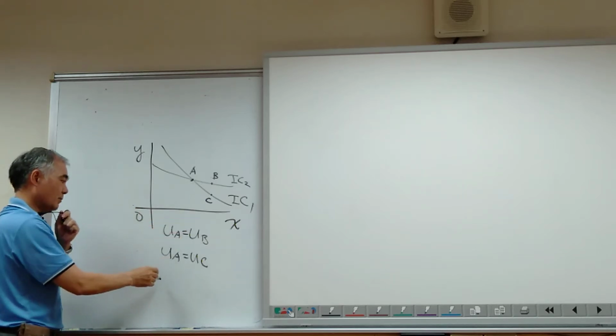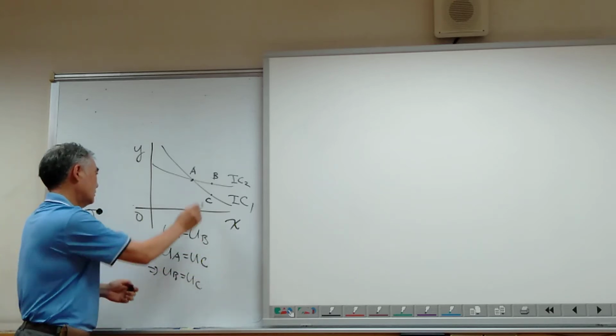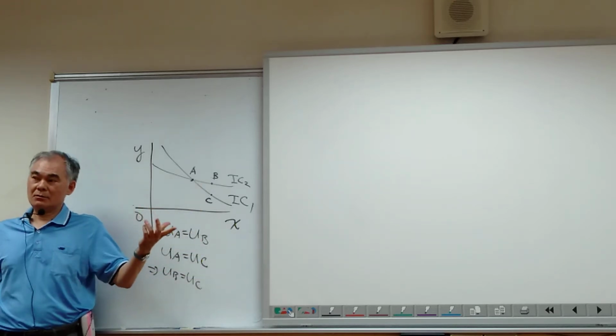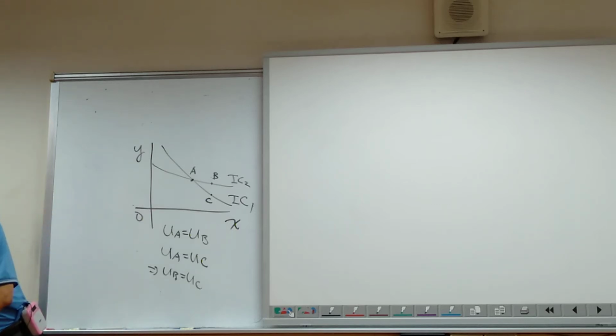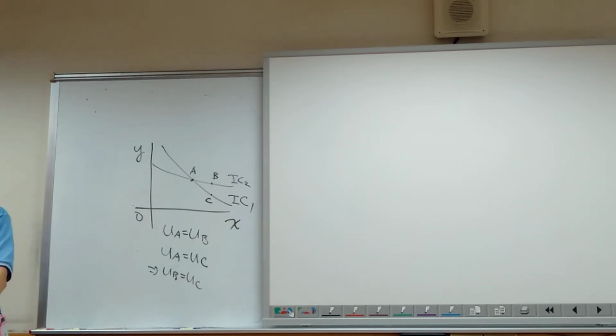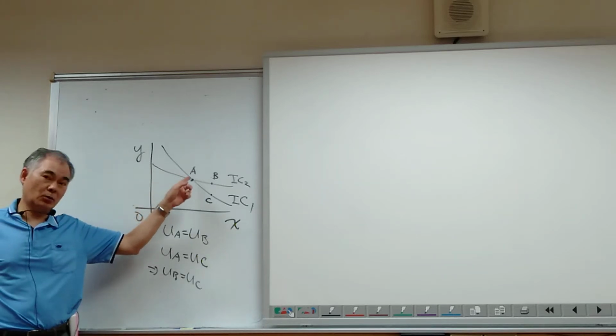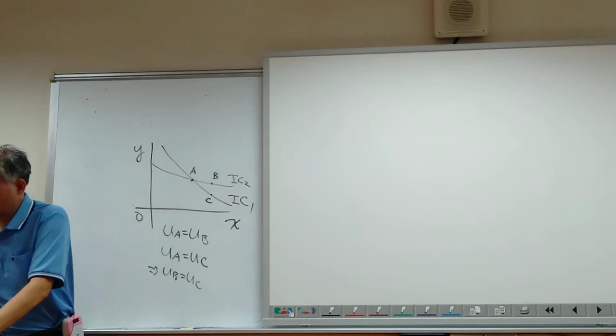And so what does that mean? That means UB is equal to UC. Is it right? No, it's wrong. So the question says when MPL and MPK are positive, isoquants can never cross. Is that right? Yes. It can never cross. If it crosses, it's going to be wrong.